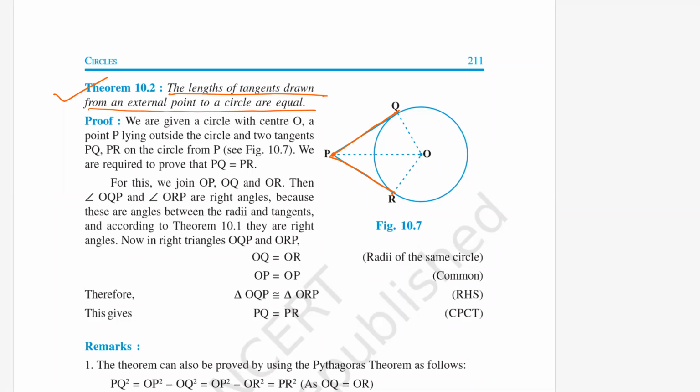If you want to prove this, we'll just join P with the center of the circle. We'll join this and join this. Now in these two triangles we are going to prove congruence. We know that tangent is perpendicular to the radius. So this is 90 degrees, this is also 90 degrees, radius is already equal and this is common. So which congruence rule? Right angle, RHS. RHS is the congruence rule, and because of that these two triangles will be congruent, and by CPCT PQ will be equal to PR. This is an important proof, everybody should know this. This can come in 2 marks.